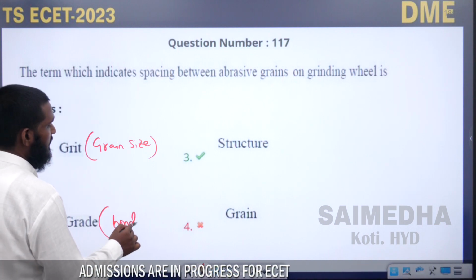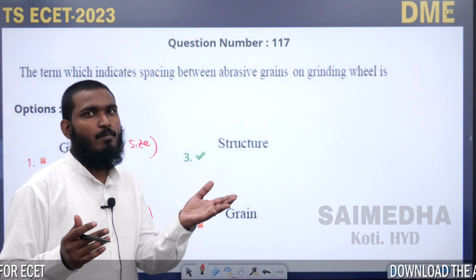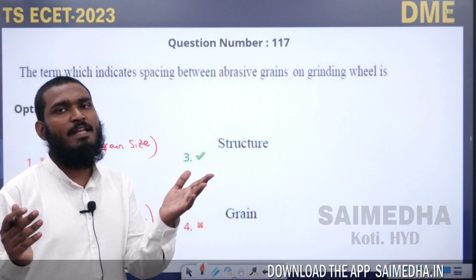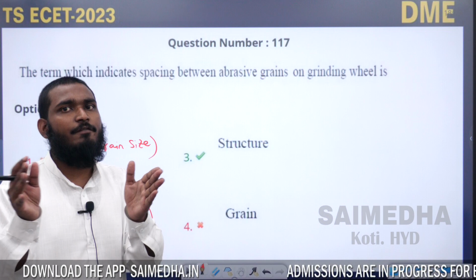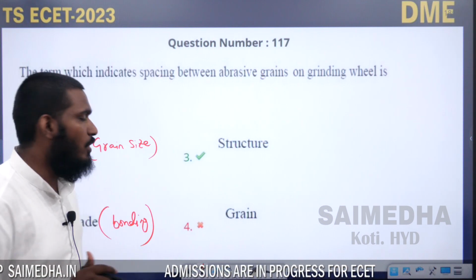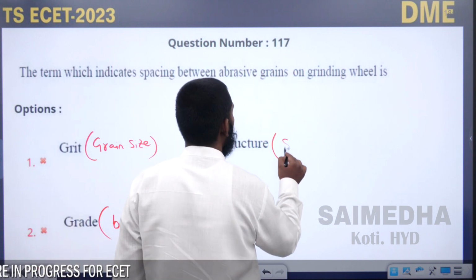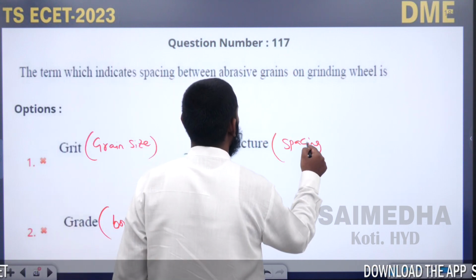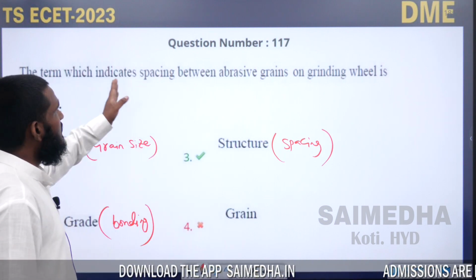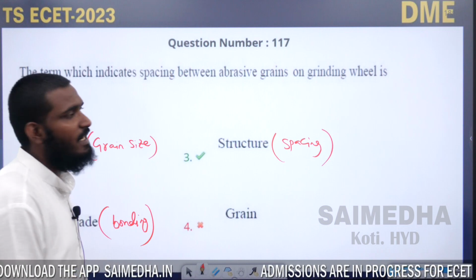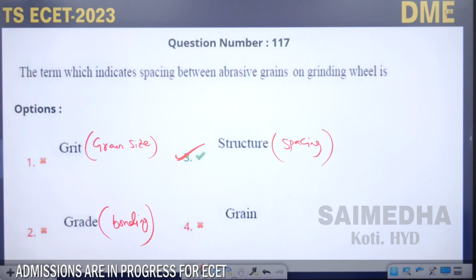Grade is the bonding between the abrasive grains and the wheel, and also between one abrasive grain and another abrasive grain. That bonding we call grade. Now structure is related to spacing of the grains. So what is being asked here? The term which indicates spacing between the abrasive grains on the grinding wheel, which means option 3 is correct.